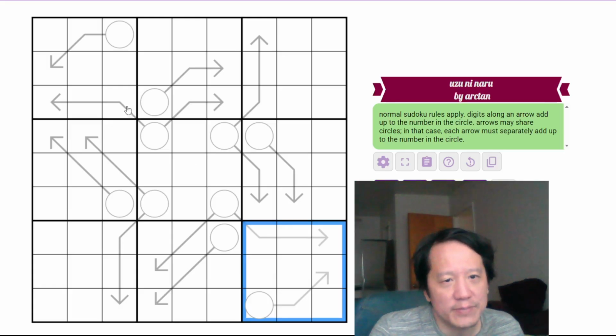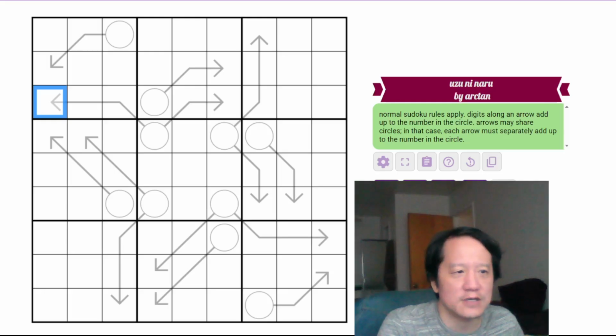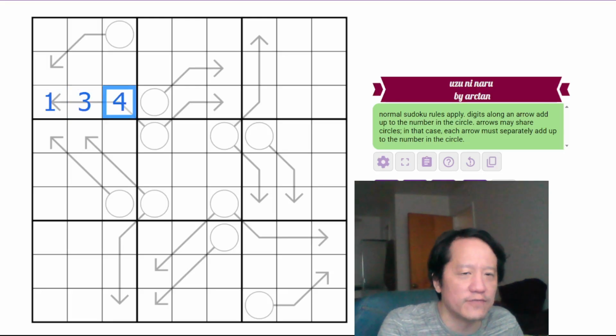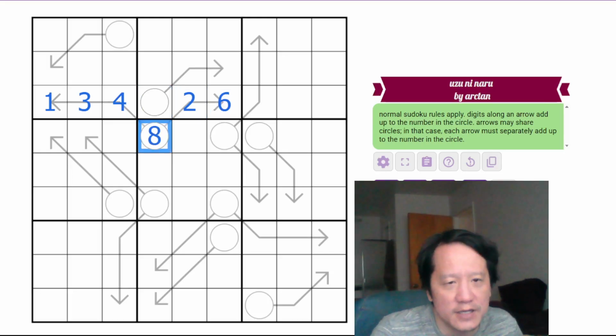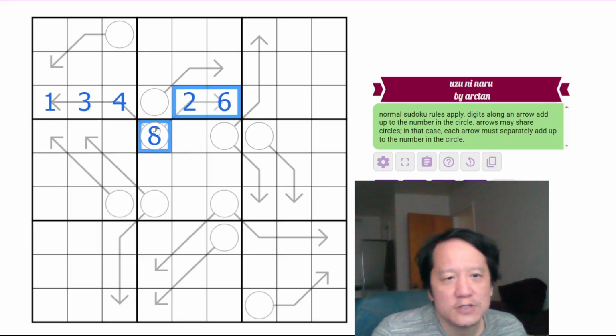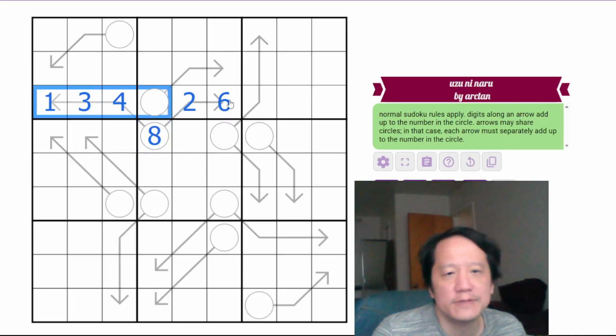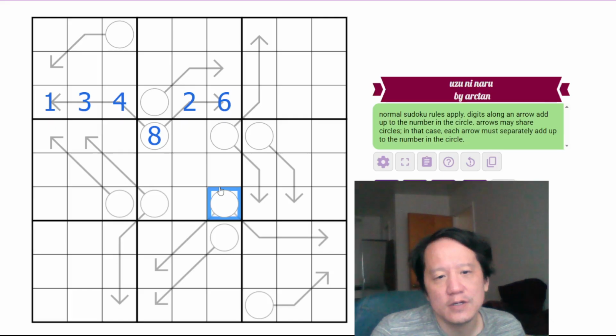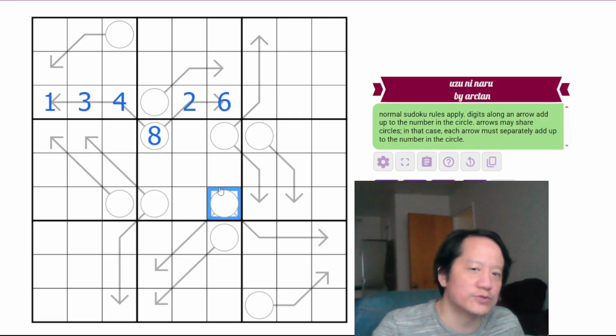So, for example, you could have something like, say, 1, 3, and 4 here, and then 2 and 6 here, and they would both add up to 8, therefore making this circle an 8. So this is an example of how arrows work, and how multiple arrows adding up to the same digit work. And those are all the rules.